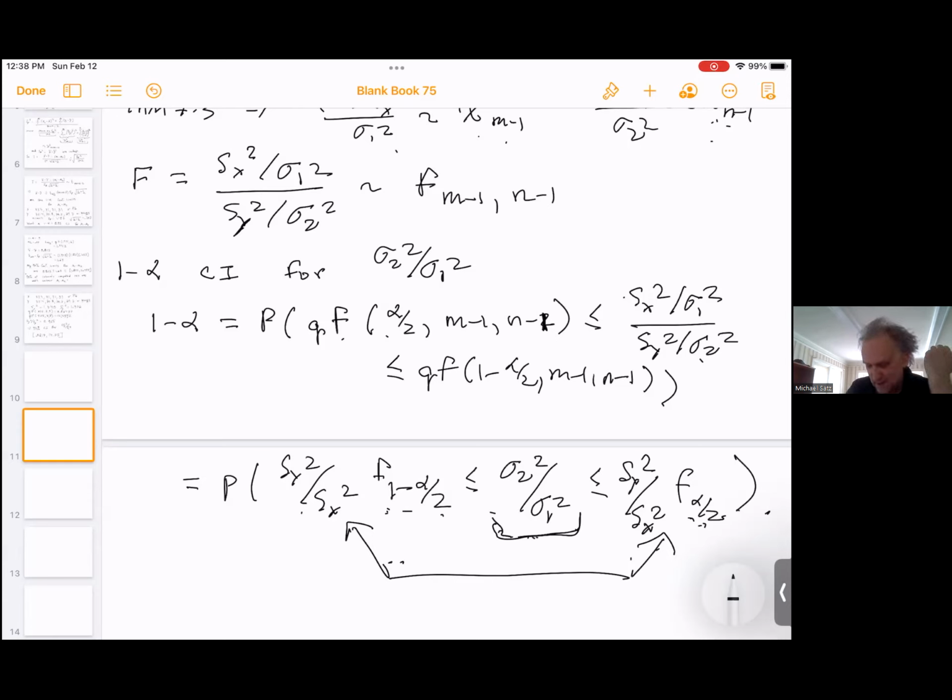If it's much bigger than 1 with a fairly narrow band, then maybe I know the variance of population 2 is much bigger than population 1. If it's very near 0, maybe I know population 1 has a higher variance than population 2, or at least with high confidence. Okay, I don't think we need a numeric example for that.